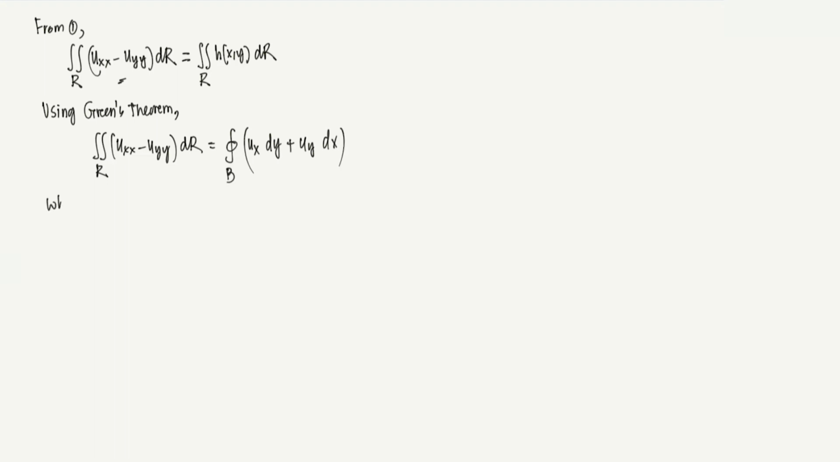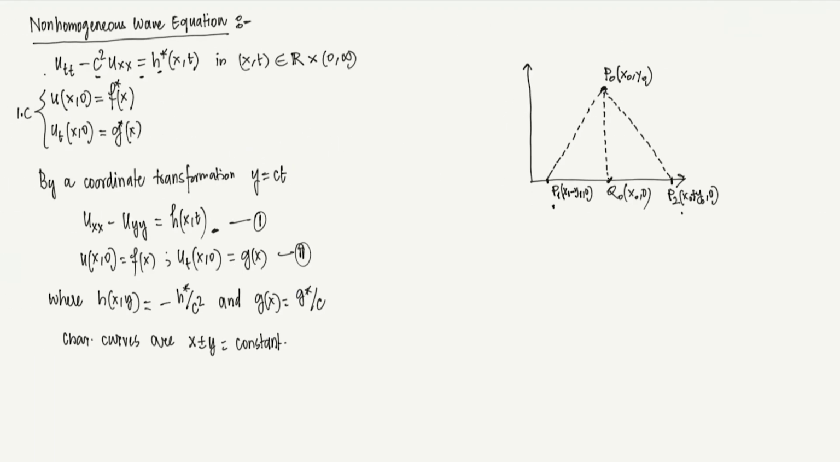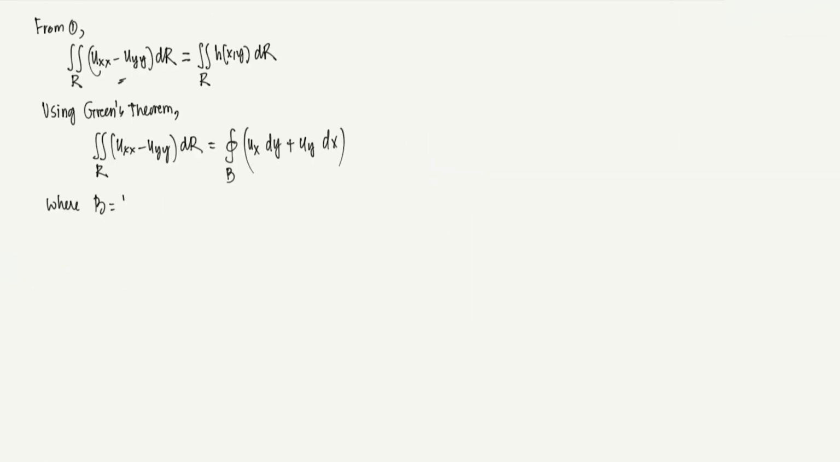B is the boundary of the region. Let's call these lines B1, B2 and this one B3. So here B is B1 union B2 union B3, those three lines essentially. Clear? Okay, right. So now let's do the integral over B3 of ux dy plus uy dx.